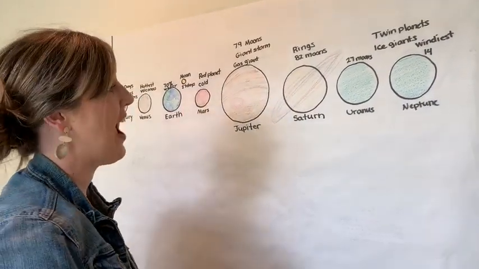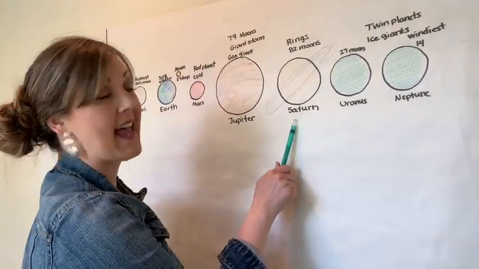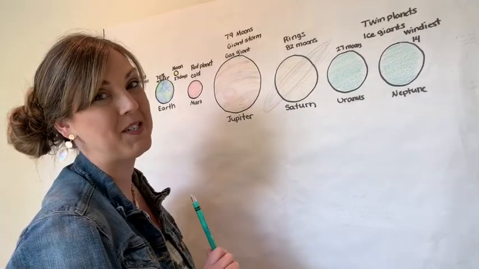Turn to somebody at your house. Tell them something you've heard about Saturn, Uranus, or Neptune.